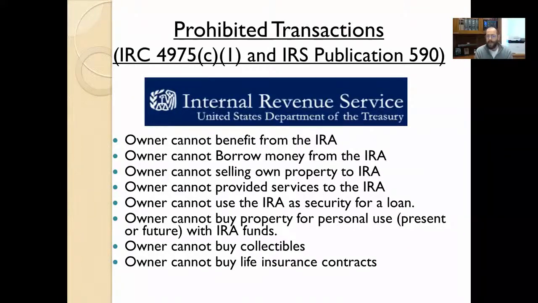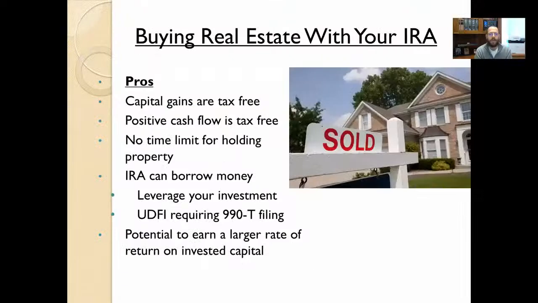Let's see here. Cannot use the IRA as security for a loan. No guarantees, right? Cannot buy property for personal use. Cannot use it to buy collectibles, and cannot buy life insurance. If you understand all of these cannots, everything else is pretty straightforward. And like I said, it's a matter of taking the fact pattern or the question in question and applying it to these rules, and the answers are pretty much black and white. So getting back to what most people do in this environment, they want to buy real estate with the IRA.